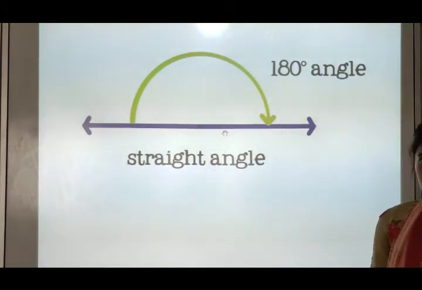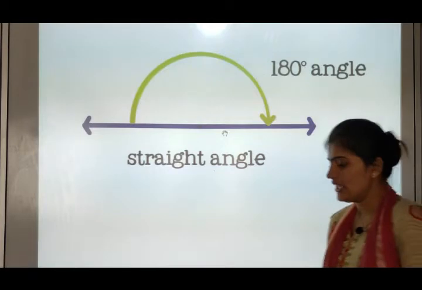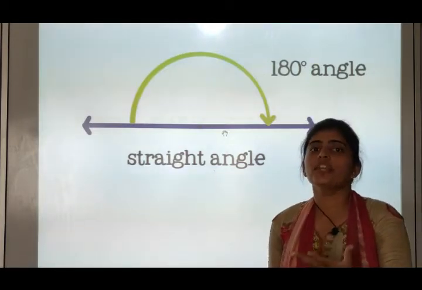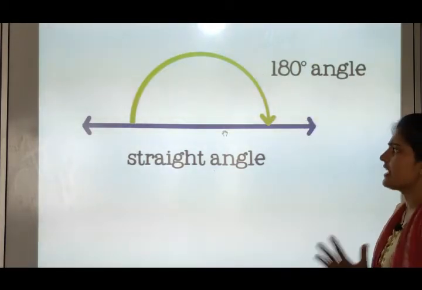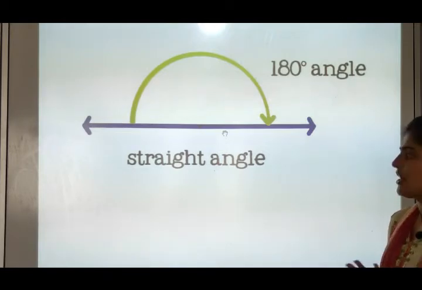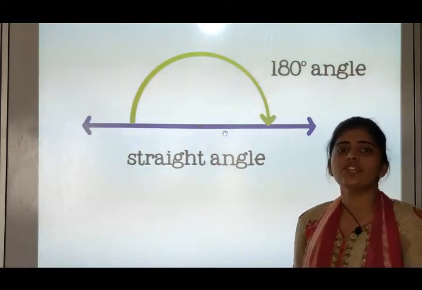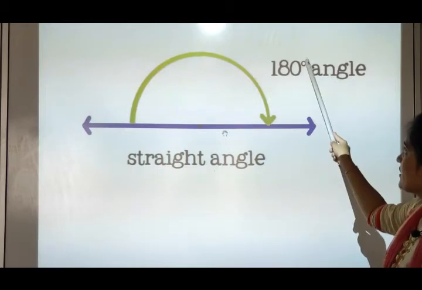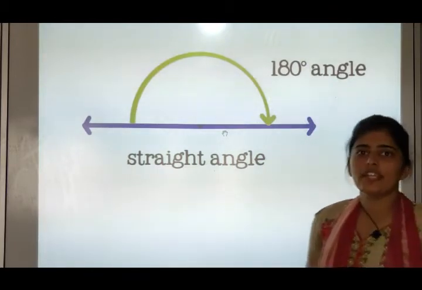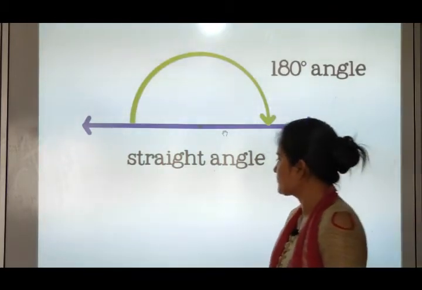measuring angles. We have liter and milliliter for measuring capacity. In the same way, we should have something for measuring angles. So the measuring unit of angle is degree. Here you can see a small 0 over here, that is called degree.